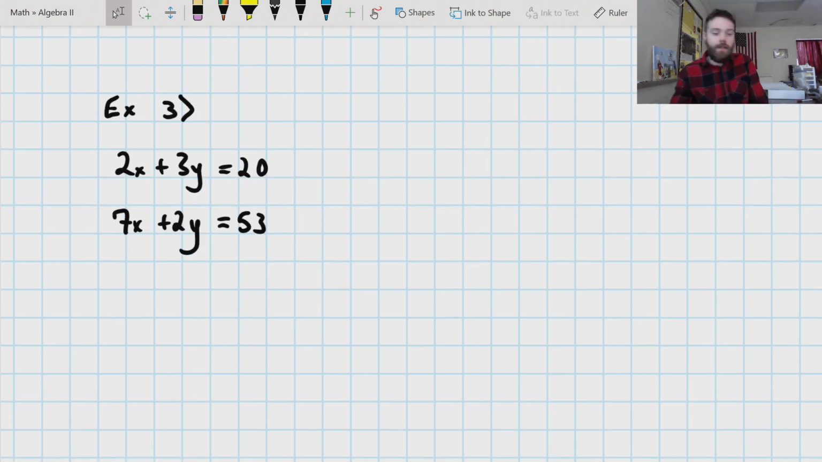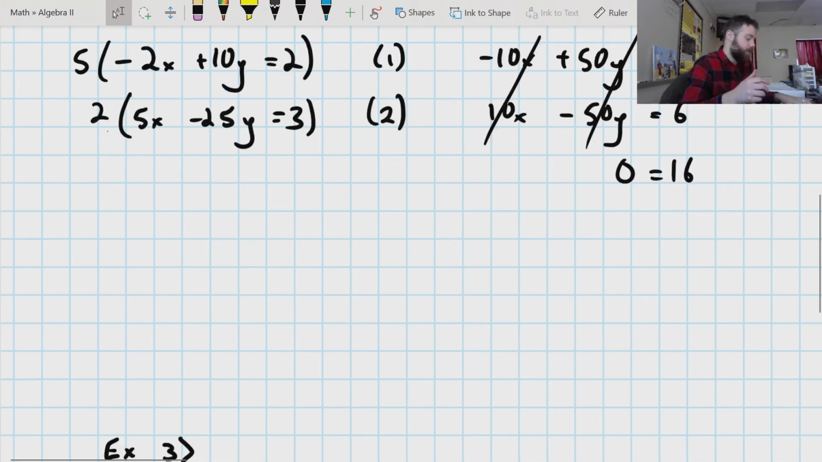I'm going to double and triple check that I wrote down the right problem. Okay, that is the right problem. So we're going to go ahead and work this out. So we want to multiply one or both by a number. And what you should be noticing is that I'm multiplying one by a negative sometimes so that the variables will cancel. So take a look here.